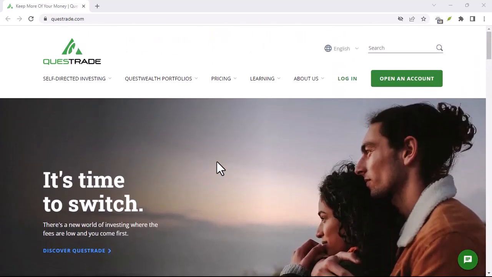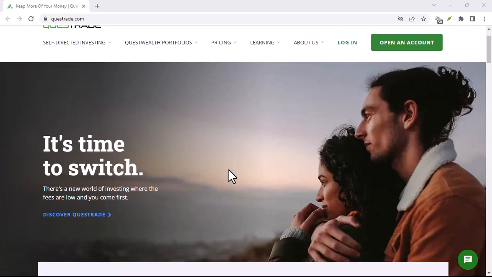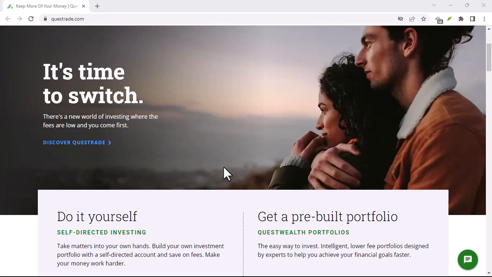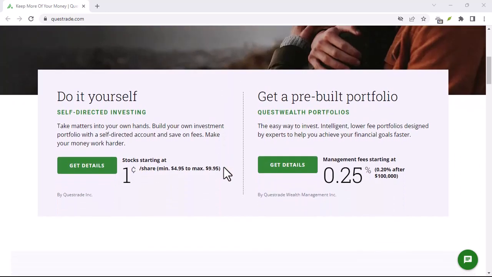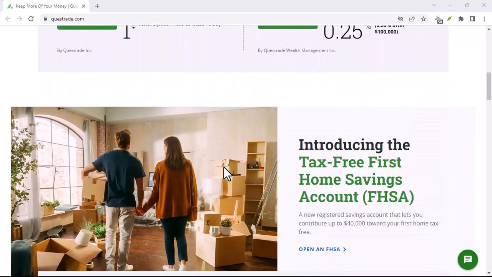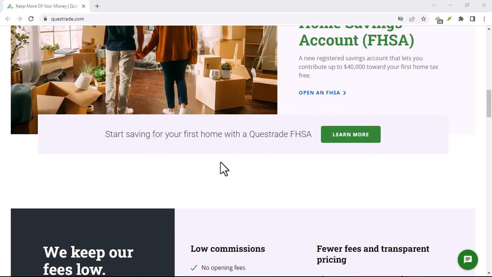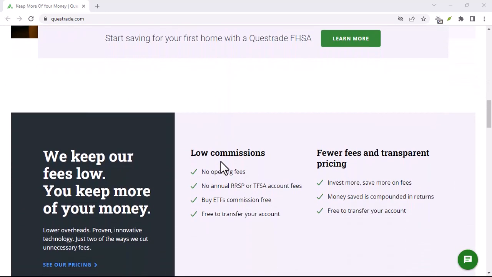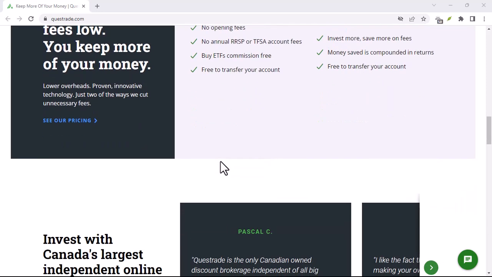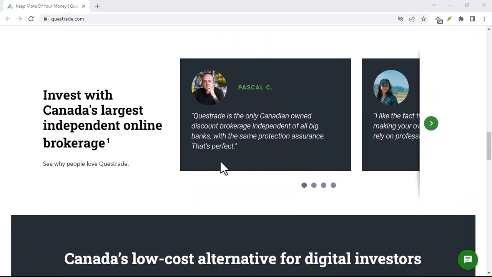For those looking to manage a corporation's investments, Questrade offers corporate investment accounts. These accounts are designed to meet the specific needs of businesses and offer features like segregated funds and the ability to manage multiple portfolios. Now, let's delve into some specialized accounts.